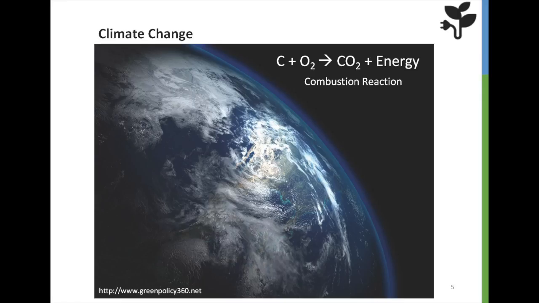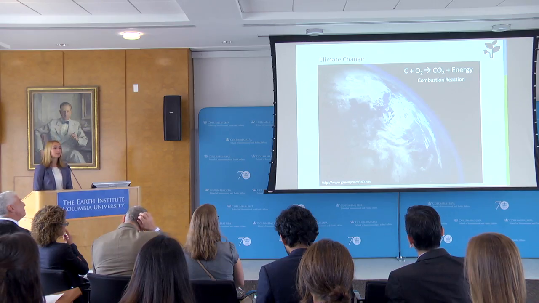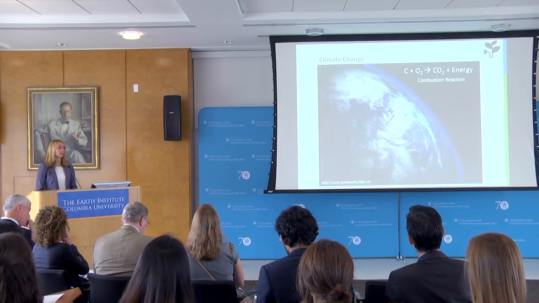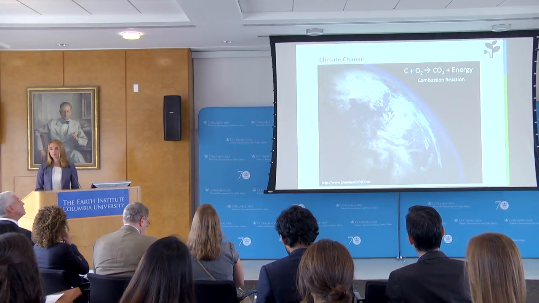So besides the current state of the grid, another issue that our bill is addressing is climate change. And with the example of Superstorm Sandy, we saw one of the major impacts of climate change, which is the increase in intensity of storms like Superstorm Sandy. Other impacts include forest fire, drought, sea level rise, and ocean acidification, just to name a few.